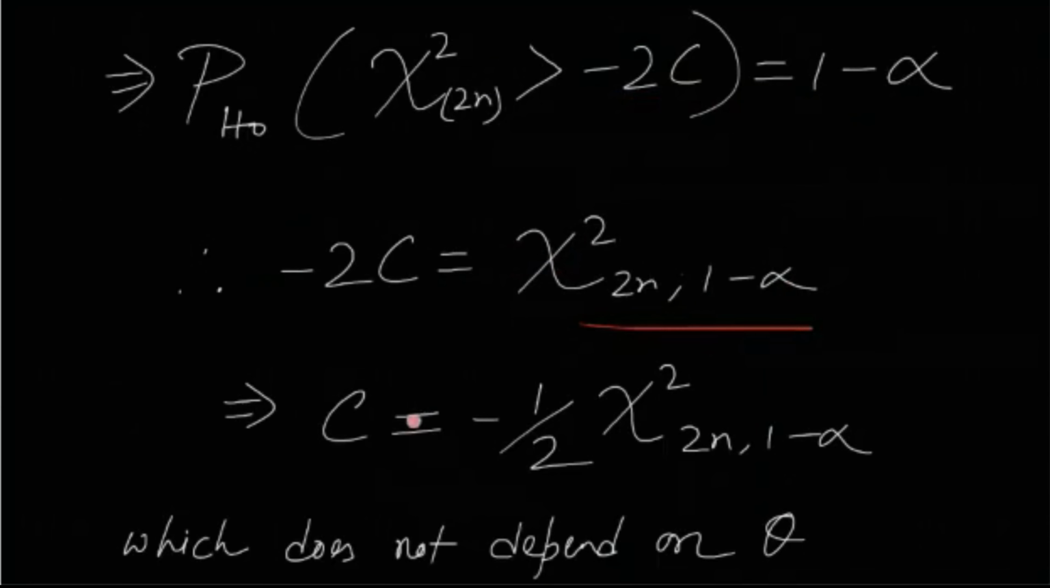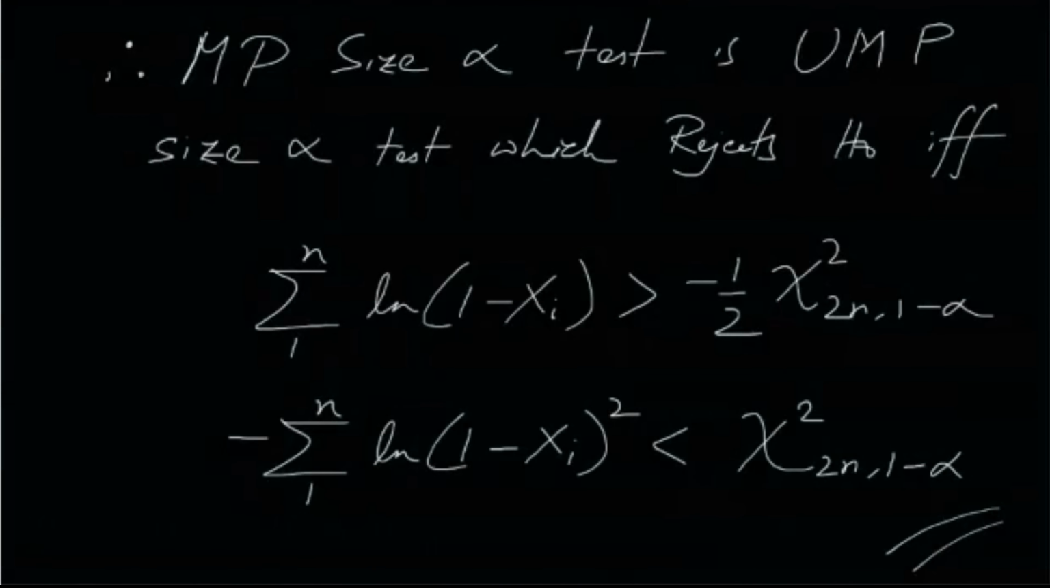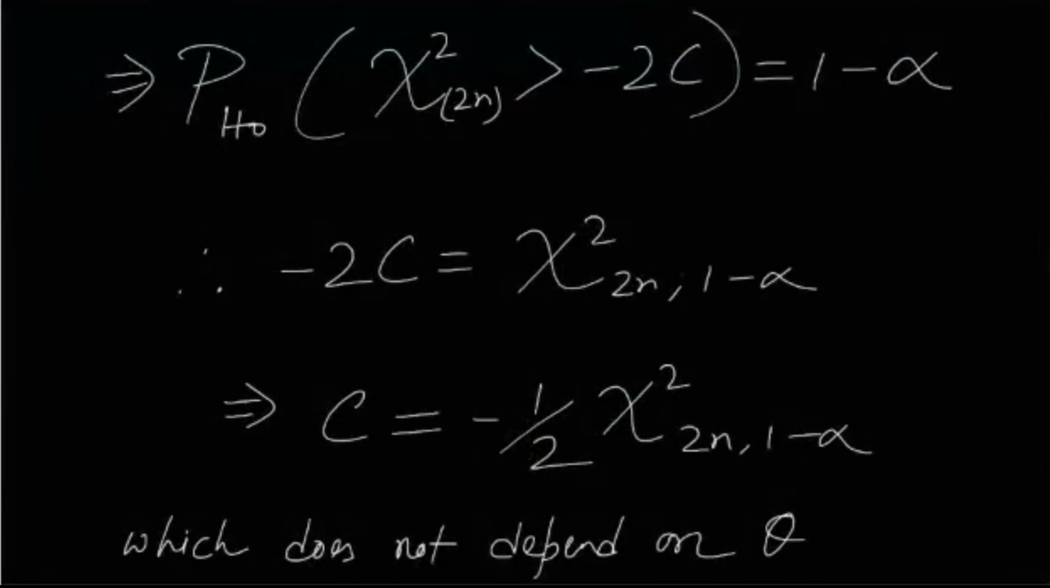Therefore c is nothing but minus half into chi square 2n comma 1 minus alpha, which does not depend on theta, right? That means the MP test we just found is actually not just the MP test, it is the UMP test. So the MP size alpha test is actually the UMP size alpha test, which rejects H naught if and only if this entire thing is greater than this entire thing. Remember the rule was summation log of 1 minus x greater than c. C here is minus half into chi square 2n comma 1 minus alpha.